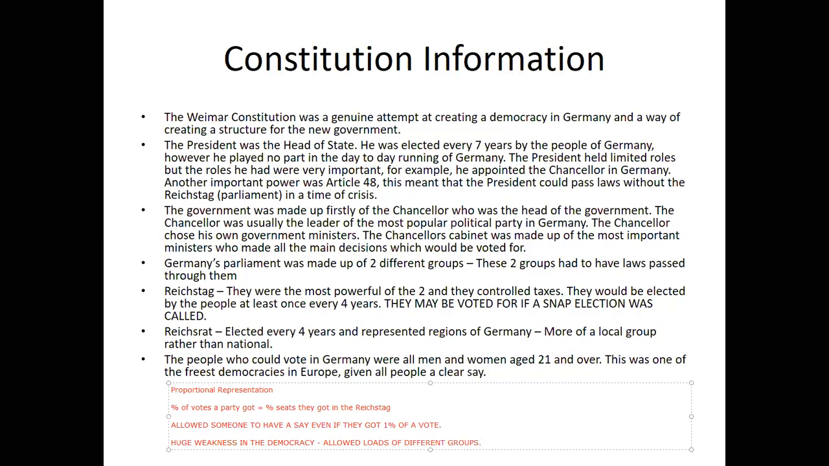Whereas if you think about our country in Britain, the main groups that you would have within Parliament are probably going to be your Conservatives and your Labour. You might have a few Liberal Democrats, and you've probably got one Green Party MP.